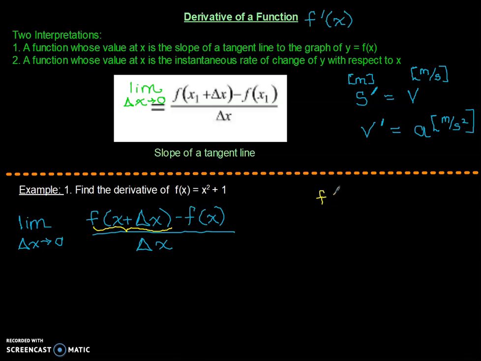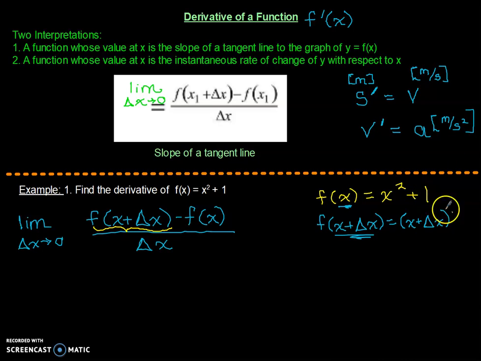So f of x plus delta x. Well, I know f of x equals x squared plus 1. So if I'm looking for f of x plus delta x, all I'm doing is replacing the x with x plus delta x. So instead of x squared, it's going to say, in parentheses, x plus delta x squared, and then plus 1. All I'm doing is writing the same function, but replacing the x with x plus delta x.